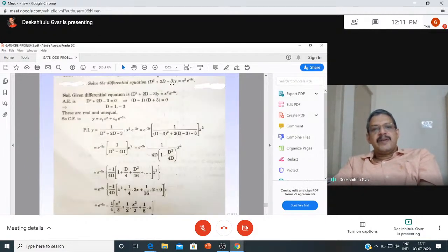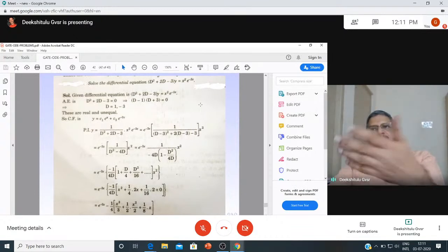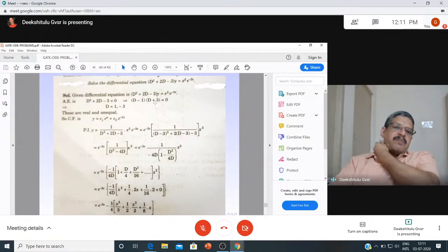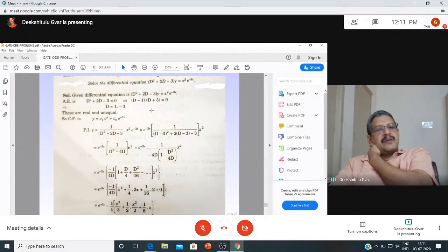So D square plus 2D minus 3 operate on x square e power minus 3x. I am considering different types of combinations of these functions as examples. So D square plus 2D minus 3 gives the auxiliary equation m square plus 2m minus 3, (m minus 1)(m plus 3) equal to 0. The roots of the auxiliary equation are m equal to 1 and m equal to minus 3. So the complementary function is c1 e power x plus c2 e power minus 3x. So the particular integral is 1 by (D square plus 2D minus 3) operate on x square e power minus 3x.